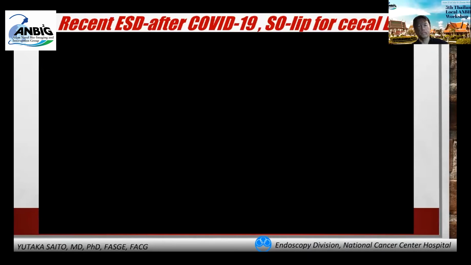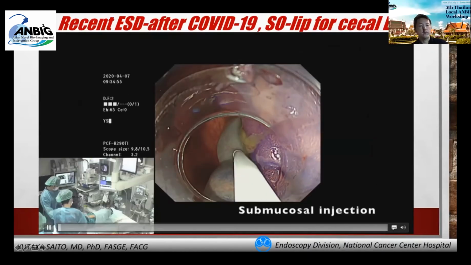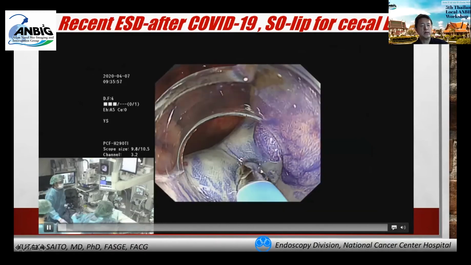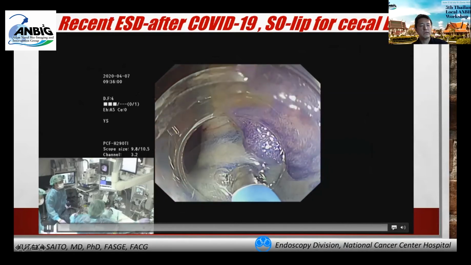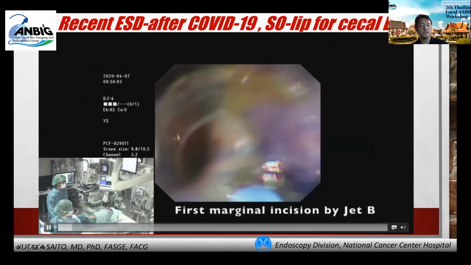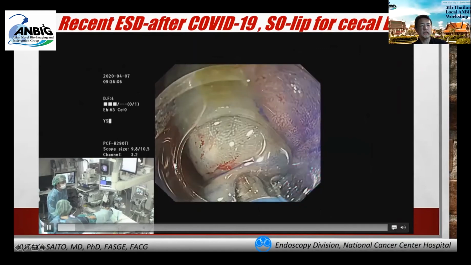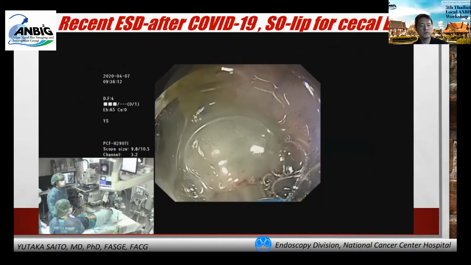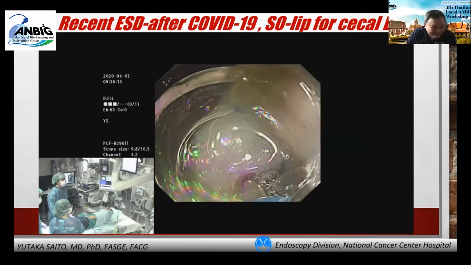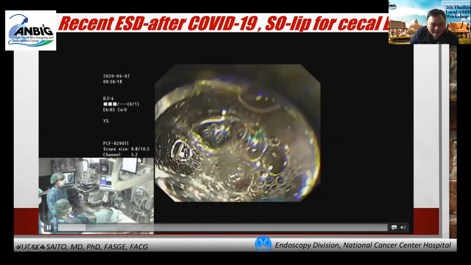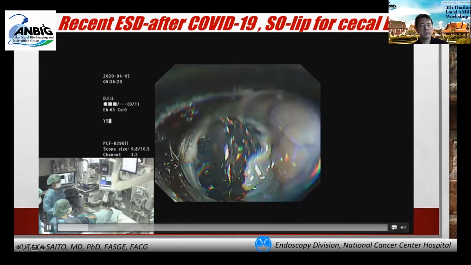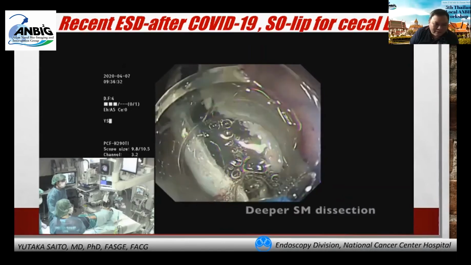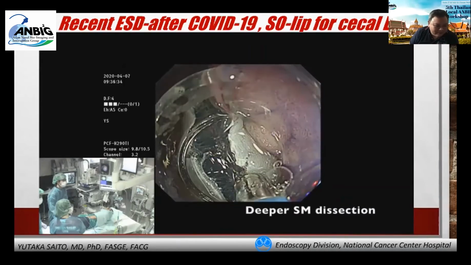So this is a recent case, different from the previous one. We are using cap, mask, goggles, and it's a really tough situation for us. How about in Thailand? Do you also take this kind of standard precaution during endoscopic procedures? Yes, we're doing it. During the peak of the pandemic in April, we stopped the elective cases. We do only the emergency cases, and we do it like this.